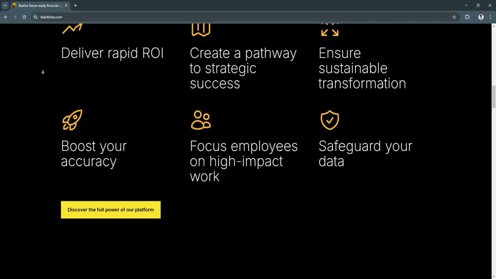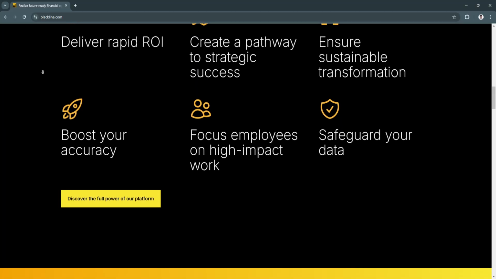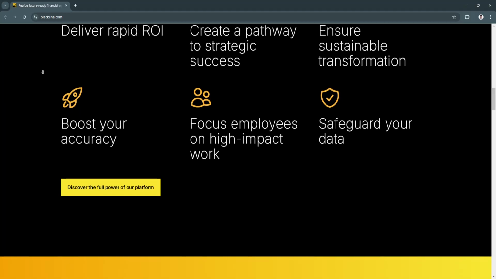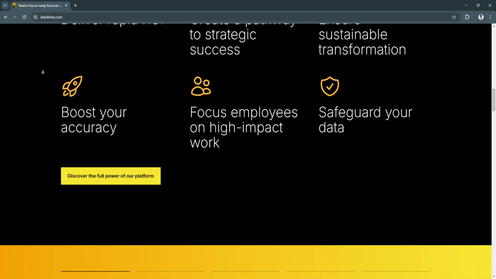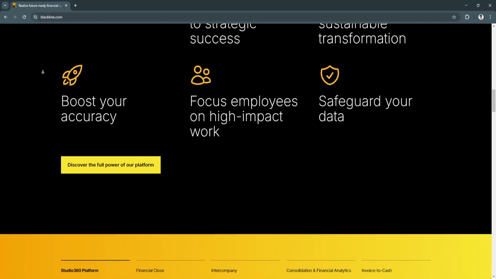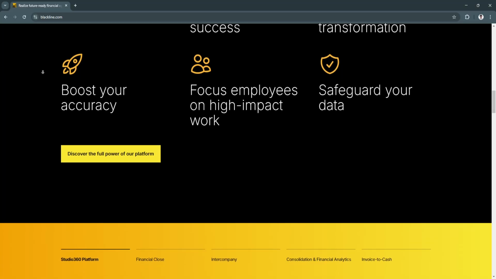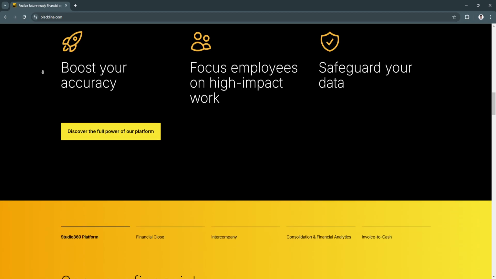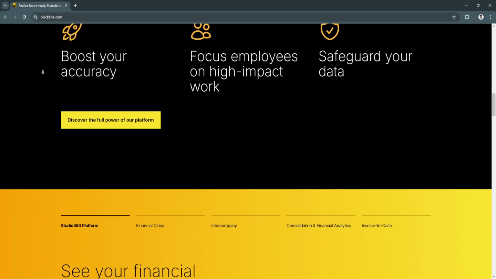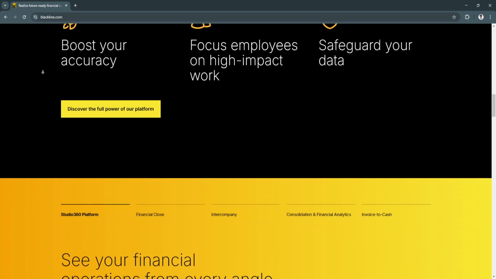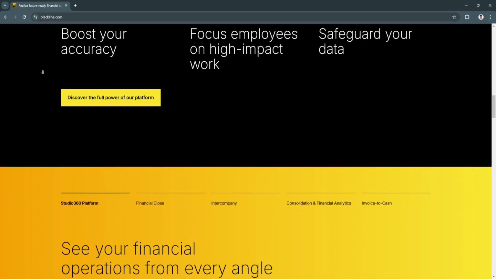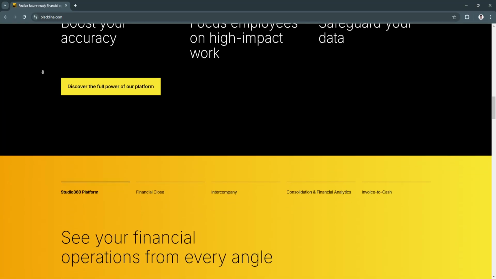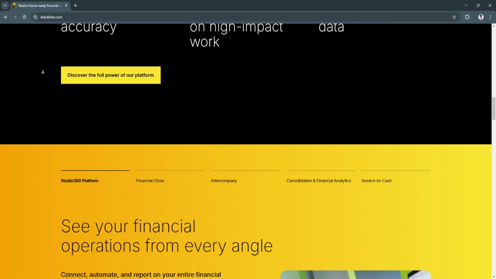Another key feature is its intercompany accounting and compliance. BlackLine simplifies intercompany financial processes by automating eliminations and ensuring compliance with regulatory standards. This ensures accuracy in intercompany transactions and maintains regulatory compliance.